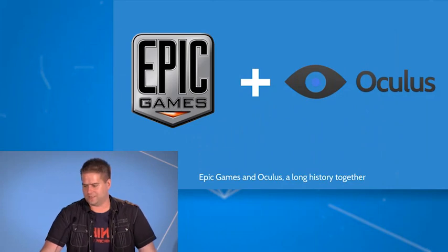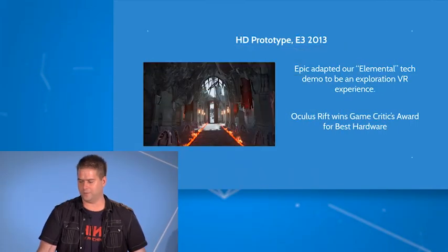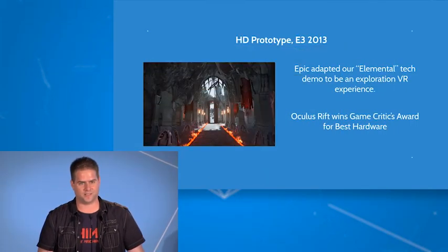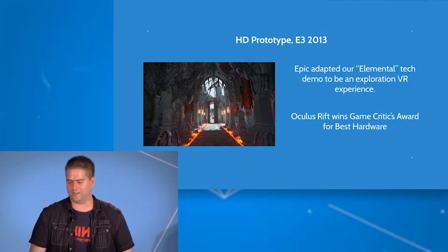So Epic and Oculus have a long history together. We knew the Oculus guys before they were Oculus. So we were fortunate enough to have access to a lot of the early prototypes and went along for the ride with them. The first real prototype that we did was with their HD prototype at E3 2013 last year. We basically just took one of our tech demos called Elemental that we used to premiere Unreal Engine 4 and made it into a walkable experience. Fortunately, Oculus that year actually won the Game Critics Award for the best hardware up against the PS4 and 360, and so that actually got us a lot of internal momentum at Epic that, hey, this is a real thing.